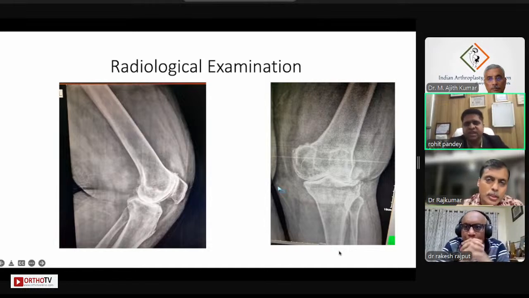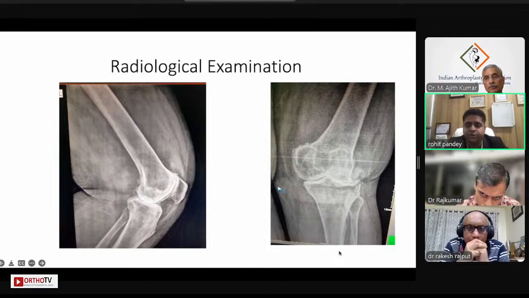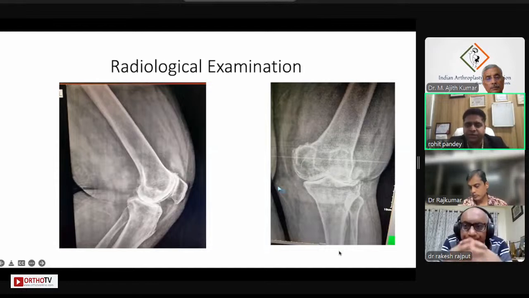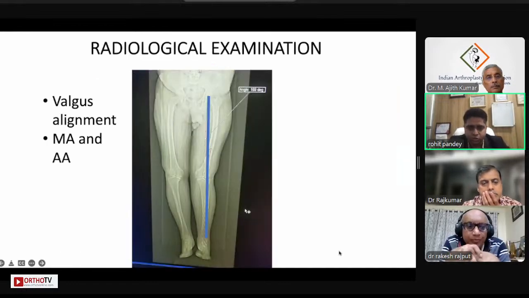Definitely, sir. As rightly pointed out by you, the most important thing here is the quadriceps power. It is one of the absolute indications for using a hinge. If the quads are weak, then a hinge is one of the preferred implants, the more constrained one, which should be given.